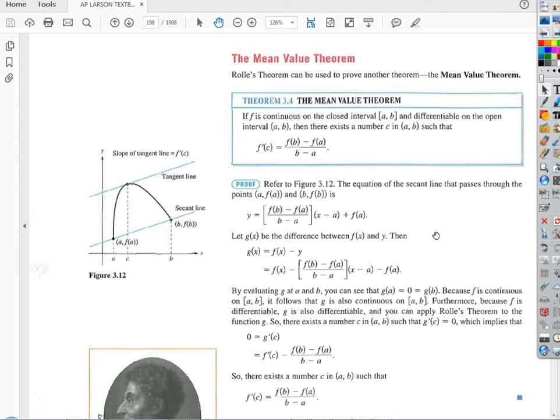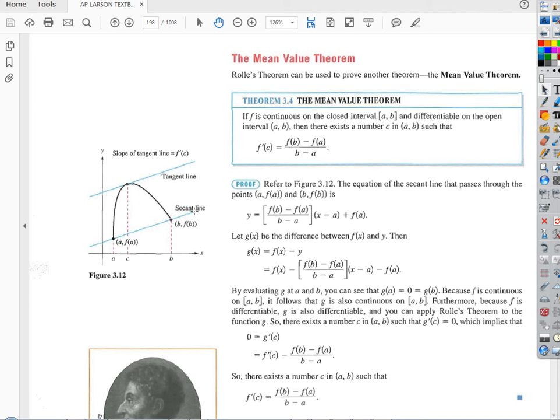Then the outcome of the existence theorem is going to be that instead of guaranteeing a place where the tangent line is horizontal, there's got to be at least one place where the tangent line has a slope equal to the slope of the secant line connecting the endpoints, right?